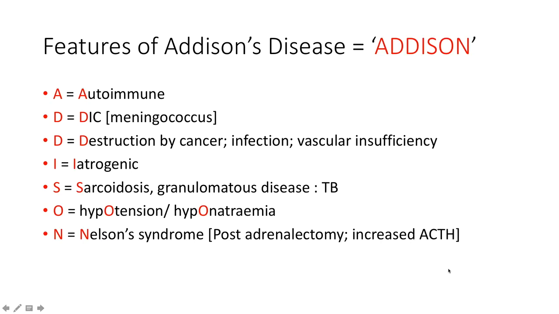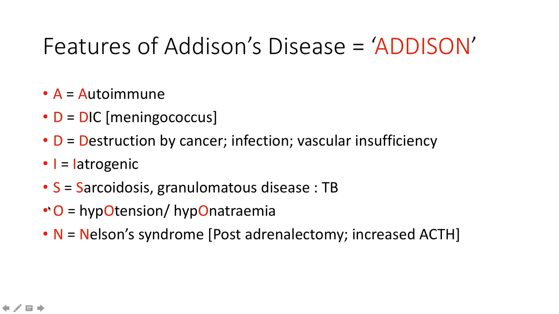Nice one. Okay, this is a very handy mnemonic, guys. If you want to remember the clinical features of Addison, just off the cuff, here we talk about Addison, right? A is for autoimmune, D speaks to DIC, which is disseminated intravascular coagulation, speaking to meningococcus, and D can also stand for destruction by cancer, infection, or vascular insufficiency. I is also iatrogenic, S stands for sarcoidosis, or you can even think about granulomatous disease in here, like TB and histoplasmosis and so forth.